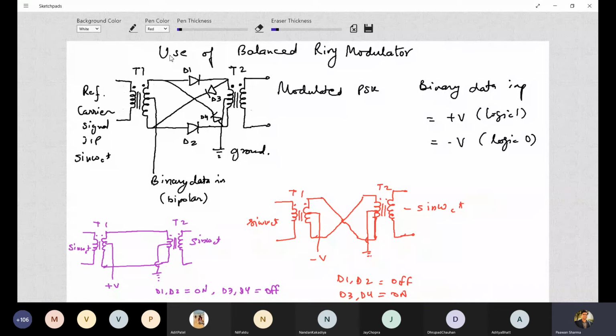So you can see with the application of bit logic 1 and bit logic 0, you have either the same phase or opposite phase as the output of this T2 respectively. Is this clear to everyone? Sir, yes. How can the two different signals affect the diode, the reference carrier and the binary data, because these are two different signals? Two different signals are there.